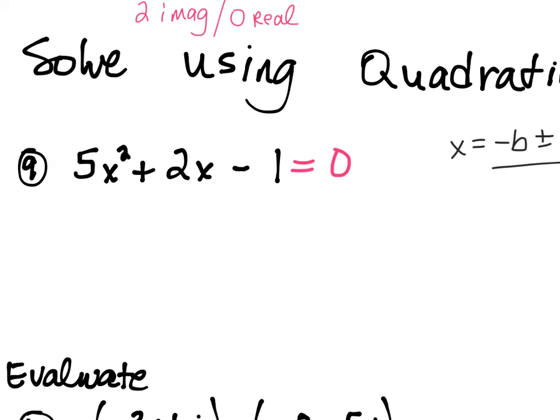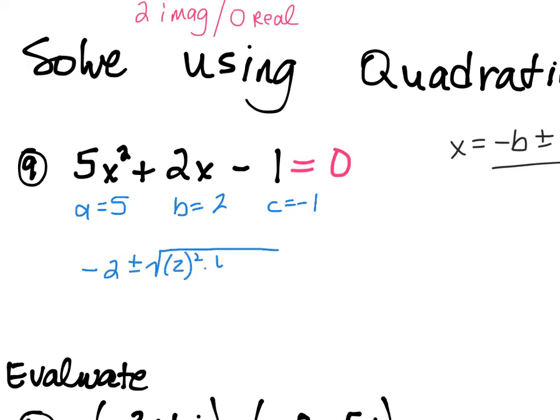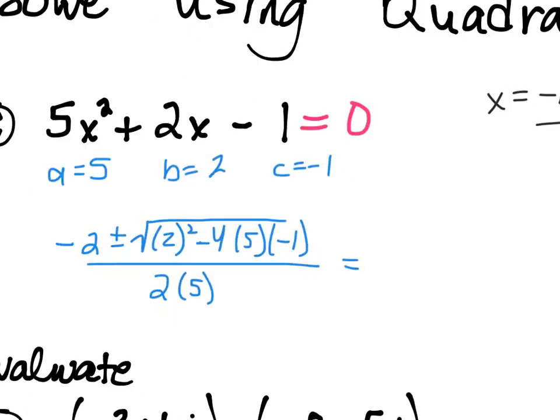All right, a lot of you made little mistakes here because you just weren't paying attention. So let's pay attention. What is our A term? 5. What's my B? 2. Good. What's my C? Good. So I have -2 plus or minus the square root of 2 squared minus 4 times A times C all over 2 times 5. Take a second and make sure all of your signs are right.